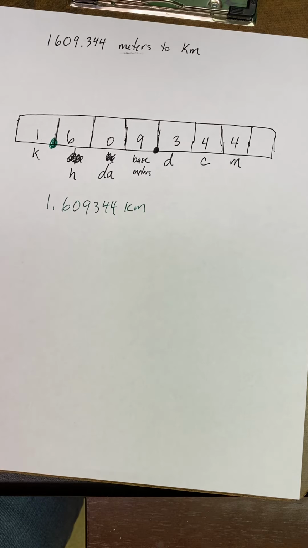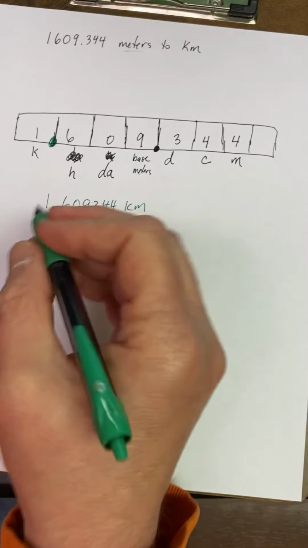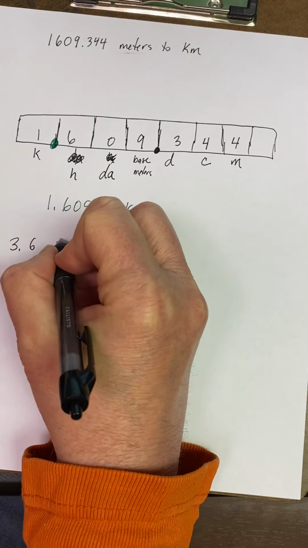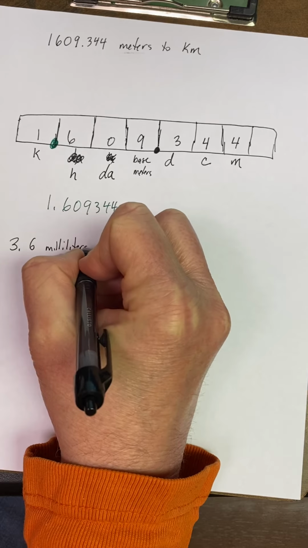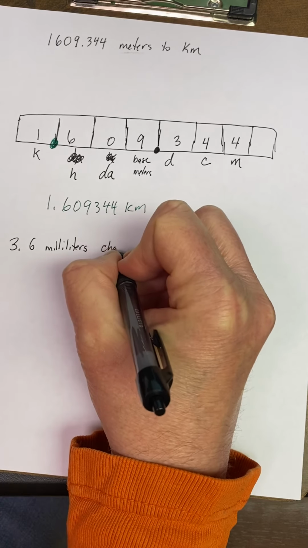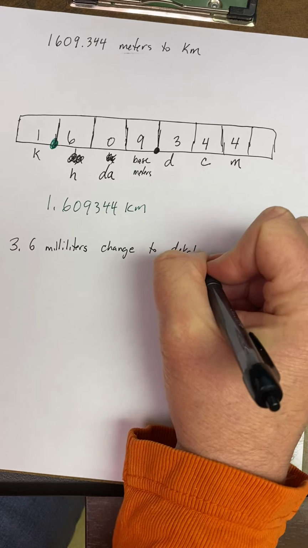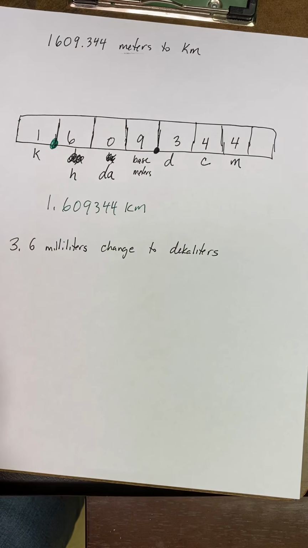Okay, so I want to change something else in SI units to other SI units. So let's change, suppose I have 3.6 milliliters, and I want to change to deciliters. Okay.